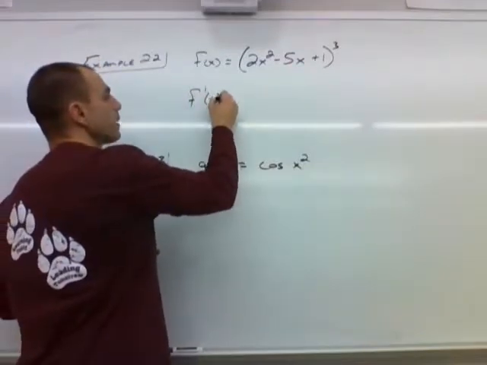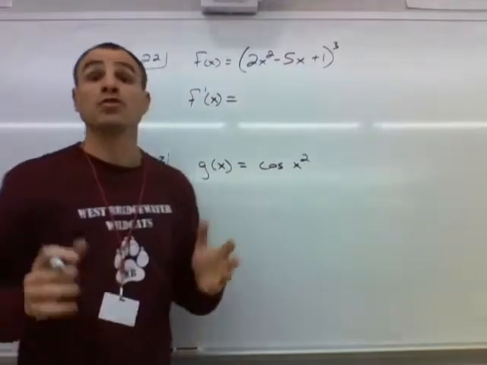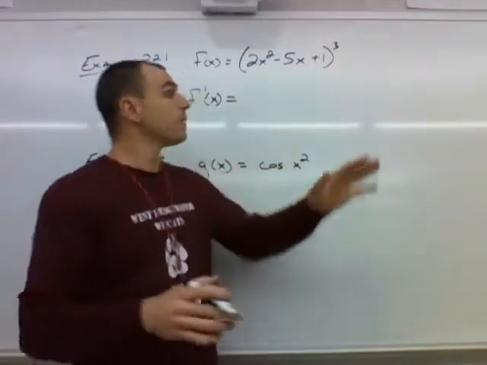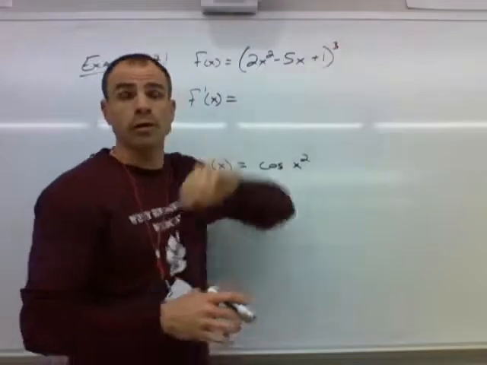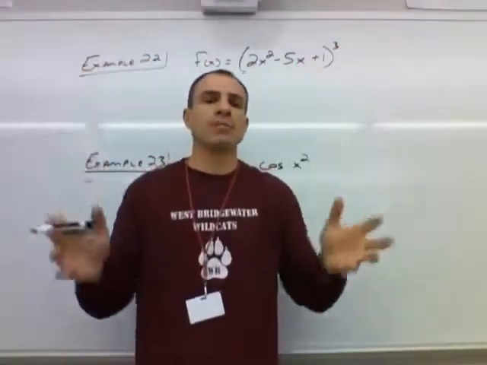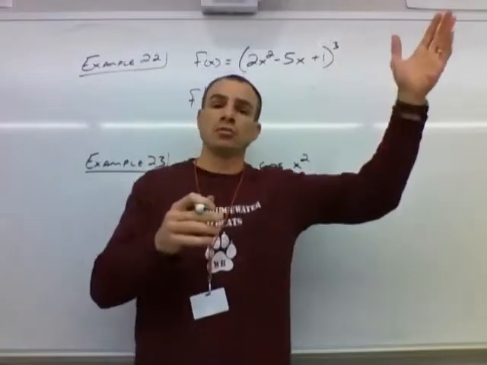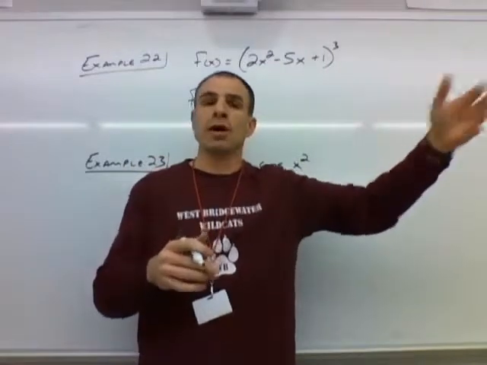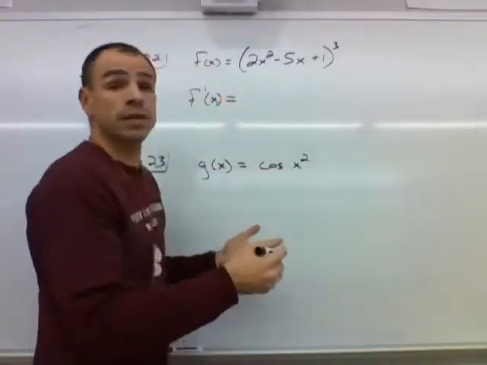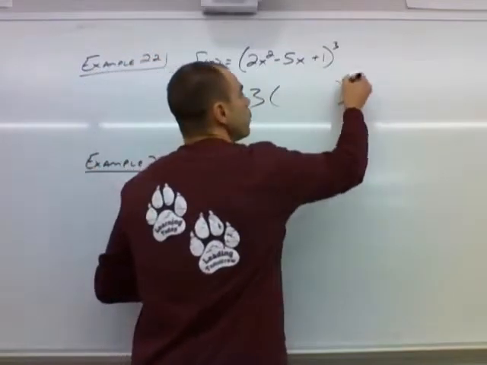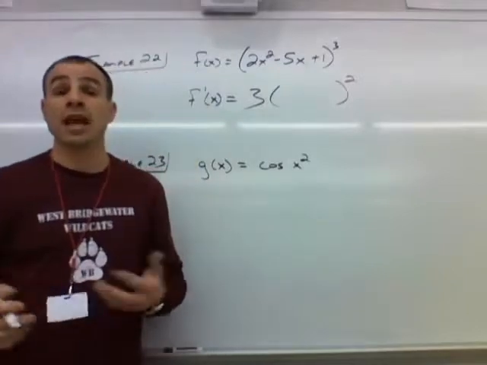So f prime of x, chain rule says derive the outer function. So we're looking at this saying, what's the outer function? The outer function is the cube. Okay, we're cubing something. We're cubing an inner function. So we're having inner function cubed. That means the outer function is the cube part. So how do we derive something that's being cubed? We bring the 3 out front and we reduce the exponent to 2.